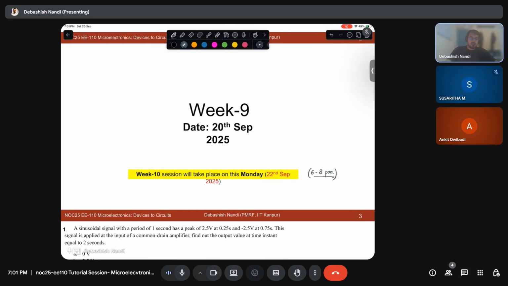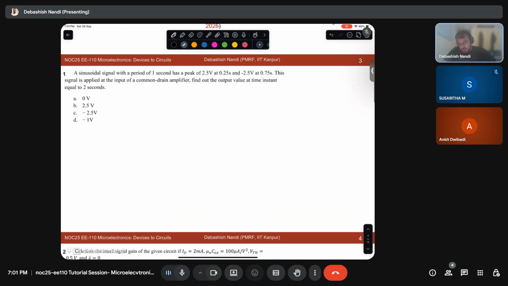fine. So yeah, what we plan to do today is basically some basics of analog circuits. We'll try to build up some concepts while solving numerical problems. So the first question is, a sinusoidal signal with a period of 1 second has a peak of 2.5 volt.